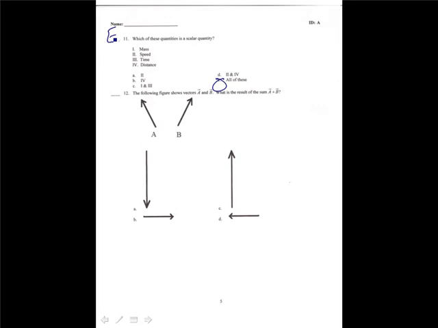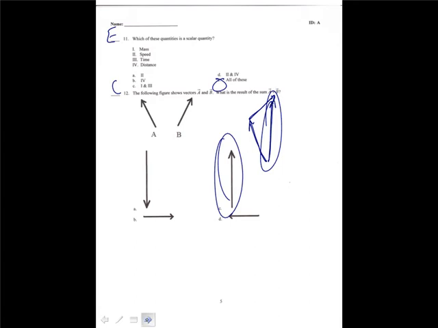The following figure shows vectors A and B. What is the result of the sum of A plus B? You want to draw your vectors tip to tail. So I'm going to draw A first. That's my vector A. This is my vector B. And then the resultant vector looks like this. So that's this one, C. It's like you're walking somewhere, right? You can walk either this way or you can walk that way. It gives you the same final destination.